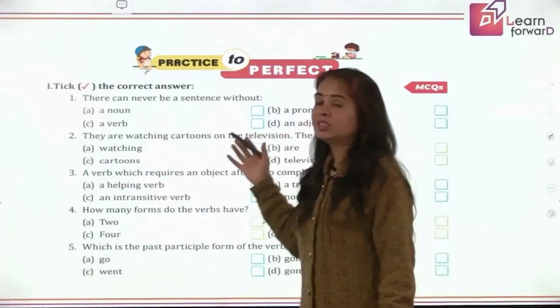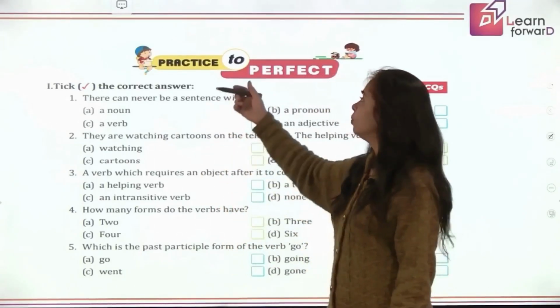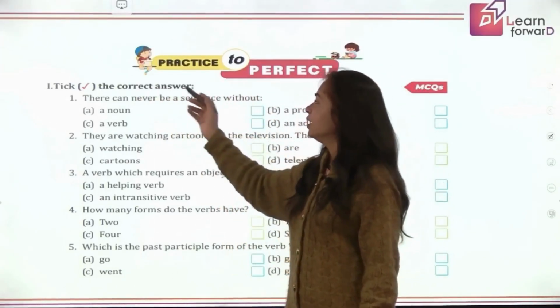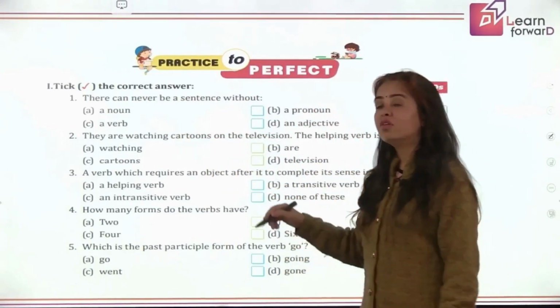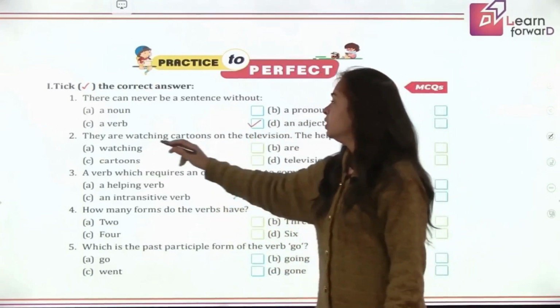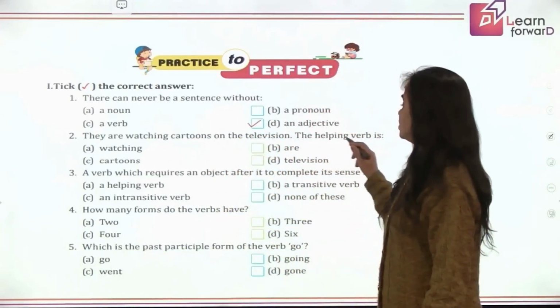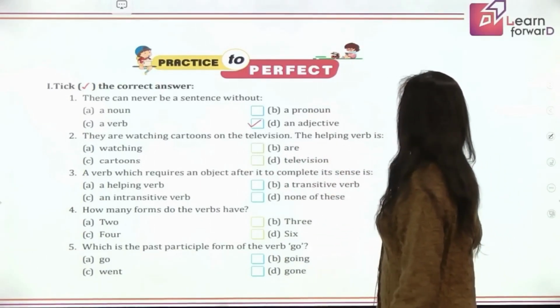Now it's time to test how much you have learned. So it's time to practice to perfect. Pick the correct answer. There can never be a sentence without a verb. It is that important in a sentence, right? They are watching cartoons on the television. What is the helping verb here? Yes, are is the helping verb.